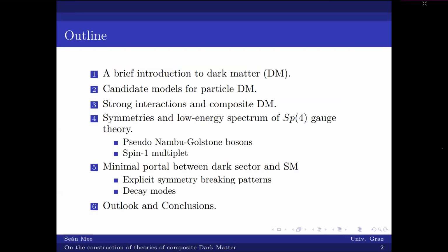I'm going to describe the spectrum and the symmetries of Sp(4) gauge theory in terms of its low energy phase, in particular the pseudo-Nambu-Goldstone bosons that come from chiral symmetry breaking, and this spin 1 multiplet, the analog of the rho mesons of QCD. I'm going to describe how we can minimally couple this dark sector to the standard model and describe all the associated explicit symmetry breaking patterns. And finally, I'll provide some outlook and conclusions.